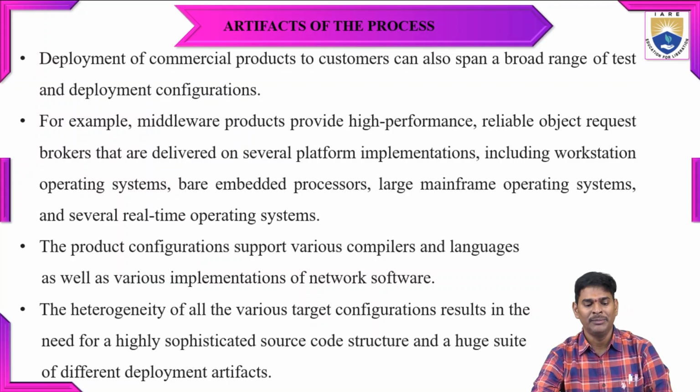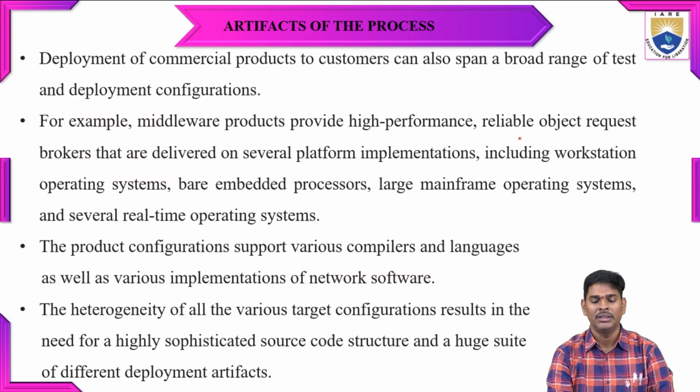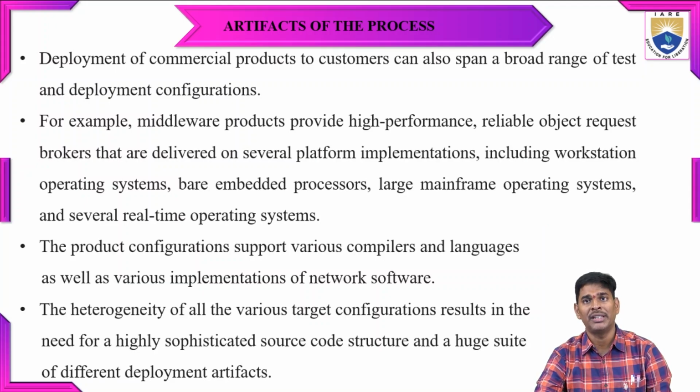And also in the deployment, mainly the customers have to check the final test, and the information has to be transmitted to the deployment configuration, because in the deployment they need to check that performance should be very high, with reliable object request brokers, and have different types of implementations, including those for workstation operating systems and embedded processors, large mainframe operating systems, and different types of real-time operating systems. So whenever we are considering different types of implementation, this information or the resources have to be allocated very carefully, because the performance has to be improved. And also they need to check various compilers and the language implementations of the network software.